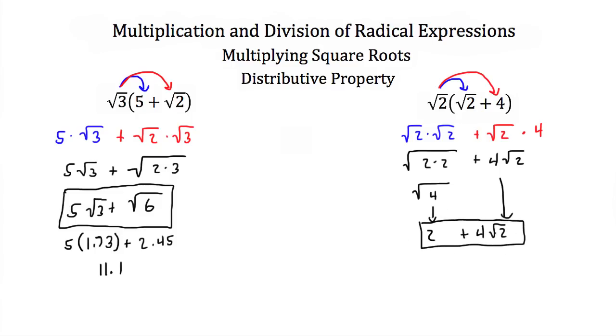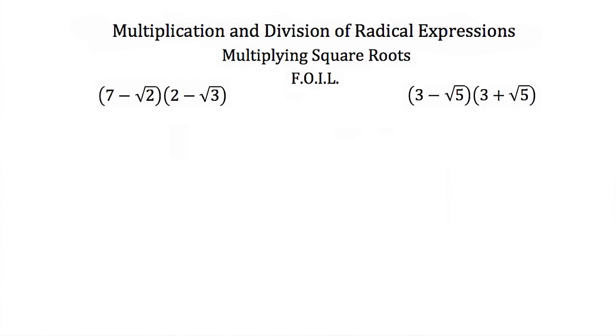Now again, if you want to get a rough estimate of what this is equal to, you can convert the square root of 2 into a decimal. The square root of 2 is approximately 1.41. So we have 4 times 1.41, and we're adding 2. This is approximately 7.66.